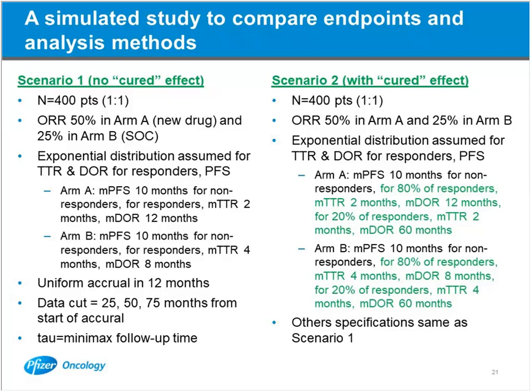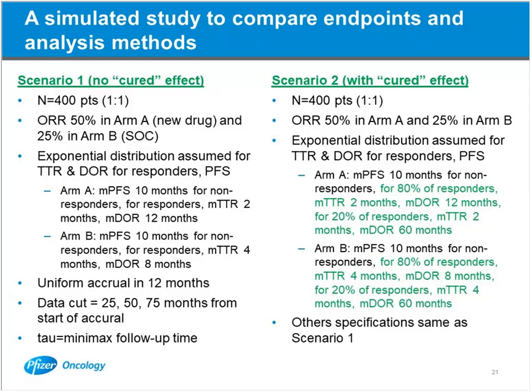Uniform accrual is assumed, and accrual is expected to be completed within 12 months. And the analysis is conducted with a data cut of 25 months, 50 months, and 75 months from start of enrollment. And the truncation point is equal to the minimum of the maximum follow-up time of either arm.